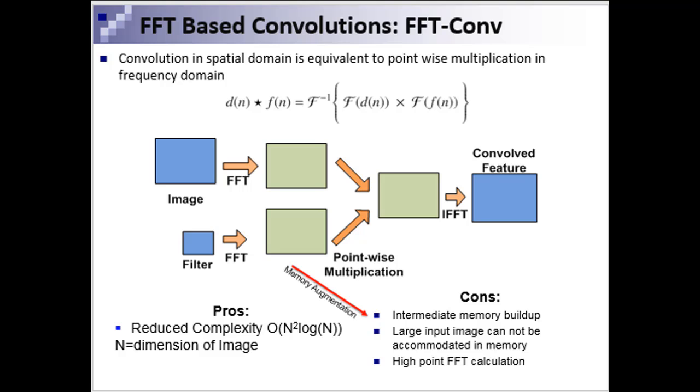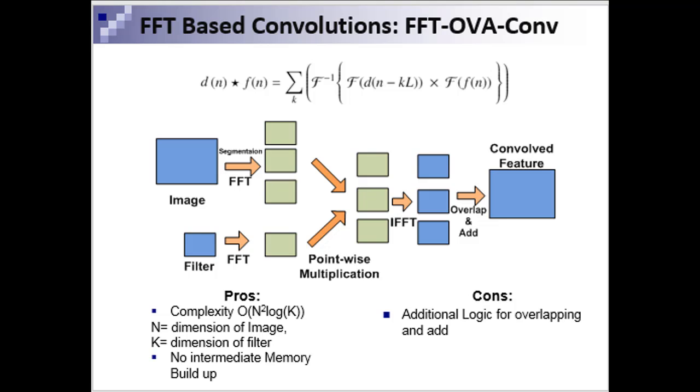The problem here is that after the FFT, the filter size grows to the size of the image. This means in this intermediate stage, we need additional memory. And if we have an embedded device which has a shortage of memory, this is going to pose a big problem. Also, this needs a higher-point FFT, which requires more computation.